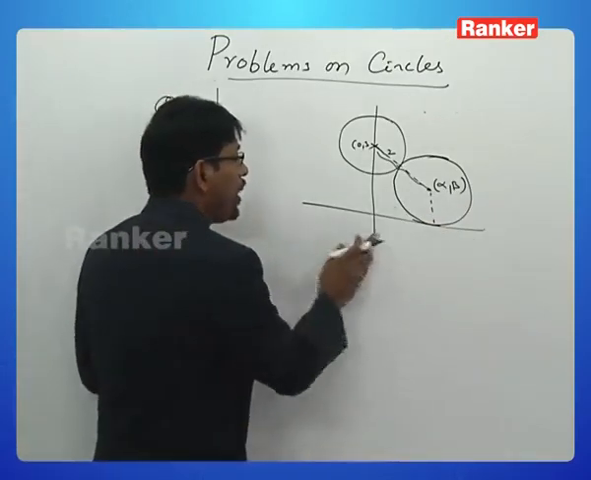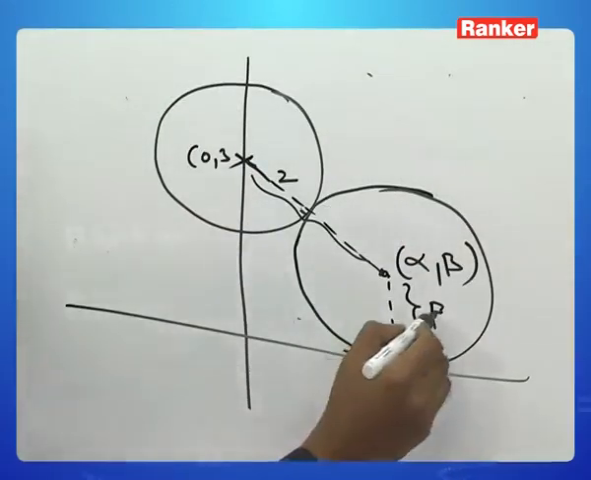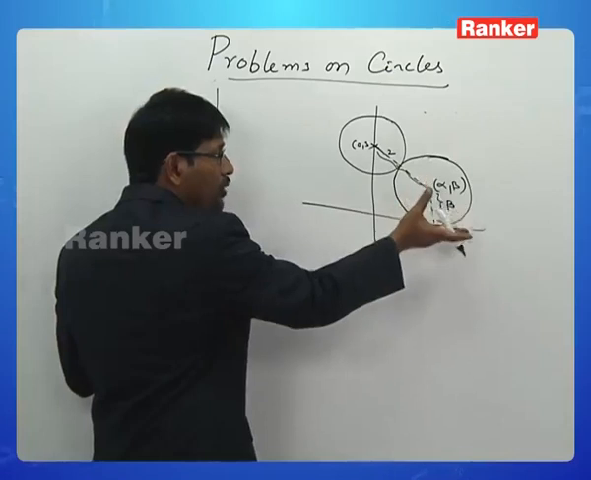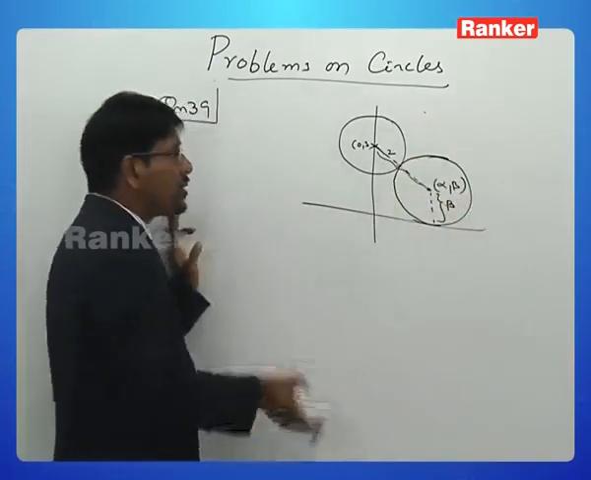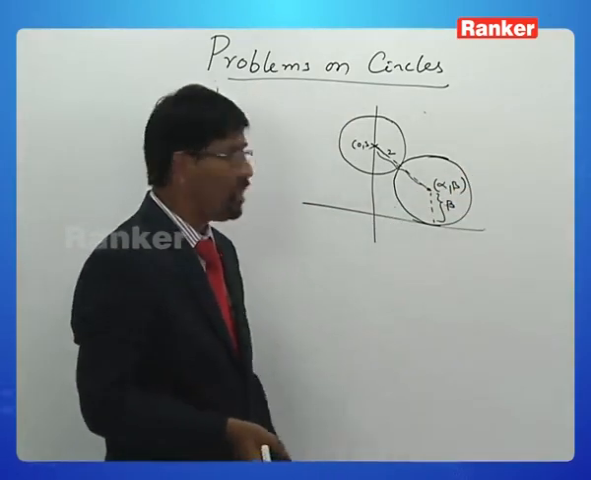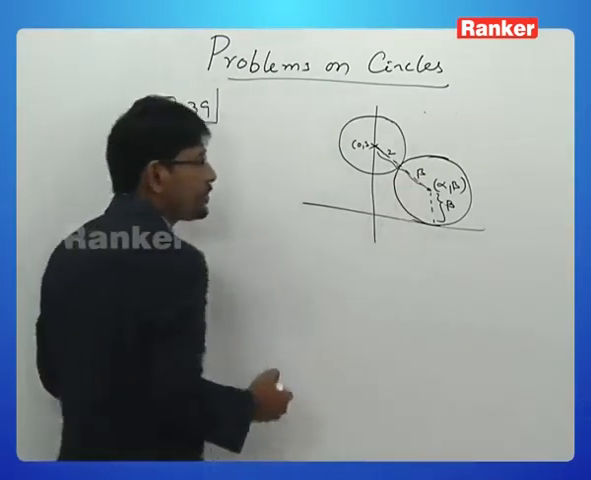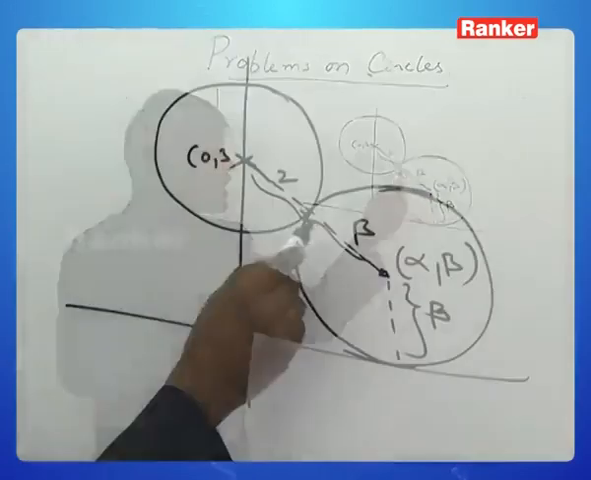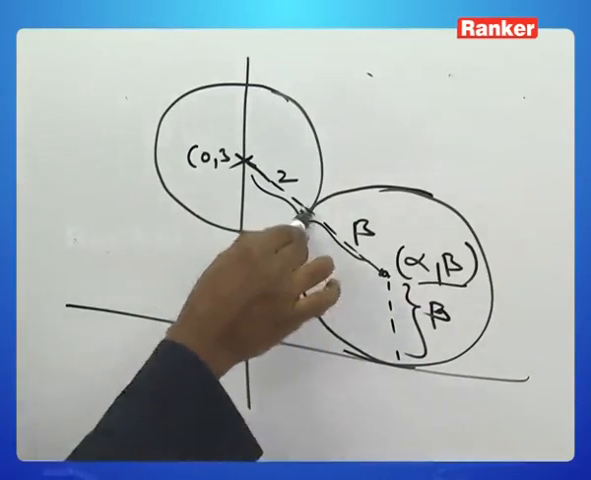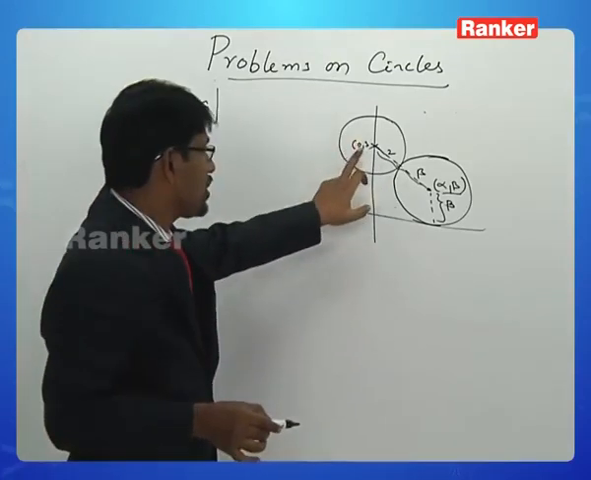Now alpha, what is this length going to be? Beta. Radius will be same as beta here, because I need not have to take mod beta, because anyway beta has to be positive. The circle is above the x-axis, the y coordinate has to be positive there, so I can take beta to be the radius there. So this is also beta then. Now, one of the circles, the variable circle, has the center alpha comma beta and the radius beta, and the other fixed circle has the radius 2 and the center is 0 comma 3.